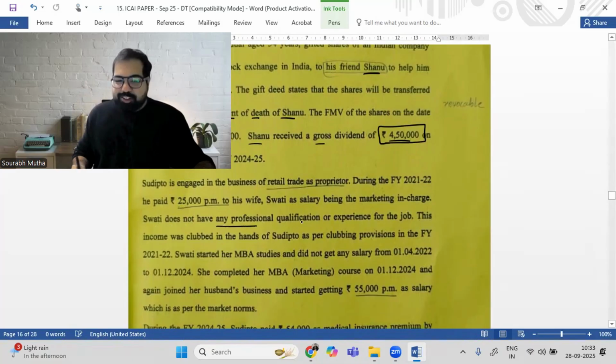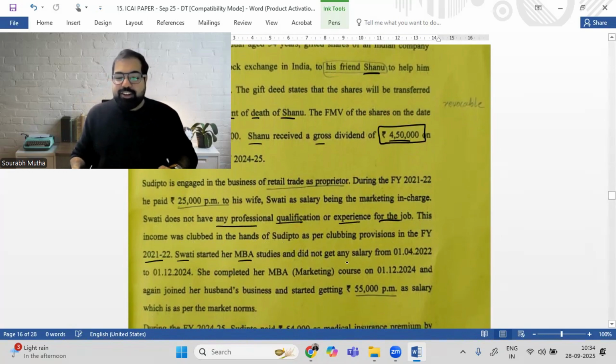Swati does not have any professional qualification or experience for the job. Guys, this is unreasonable or excessive payment. Guys, this is not allowed as a deduction for Sudipto. This income was clubbed in the hands of Sudipto as per clubbing provision in financial year 21-22. Absolutely right.